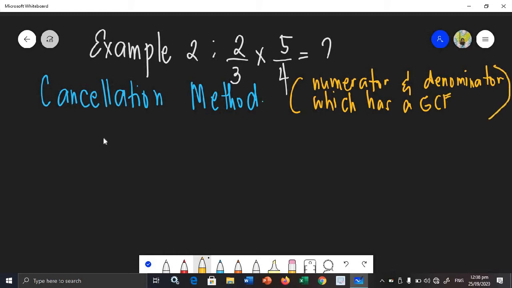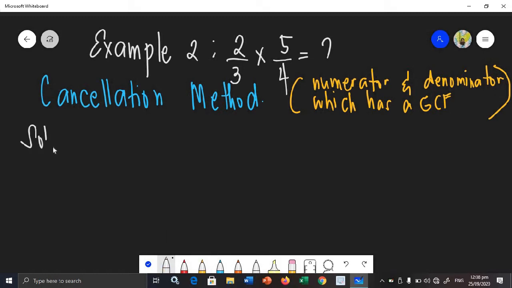We are going to cancel. So, how is that done, ma'am? In this cancellation method, what you can cancel, children, must be one numerator and one denominator. You cannot cancel one numerator with another numerator, or one denominator with another denominator. One number must be a numerator and the other must be a denominator for you to be able to cancel them.